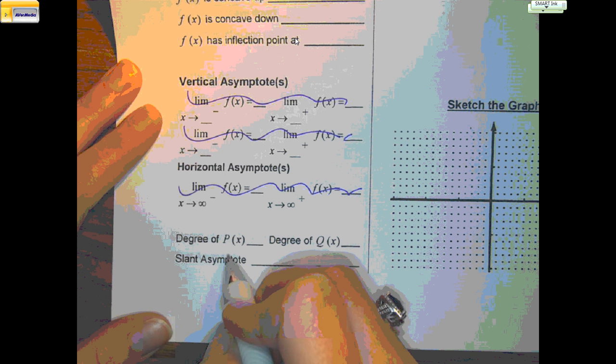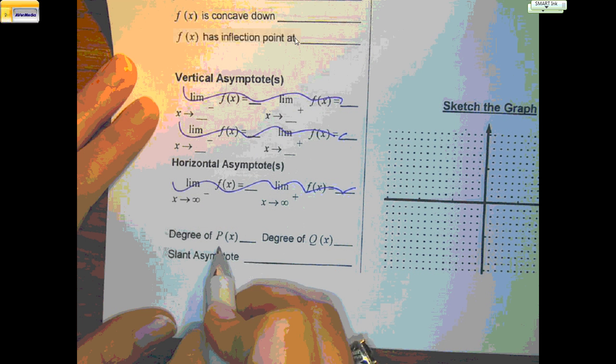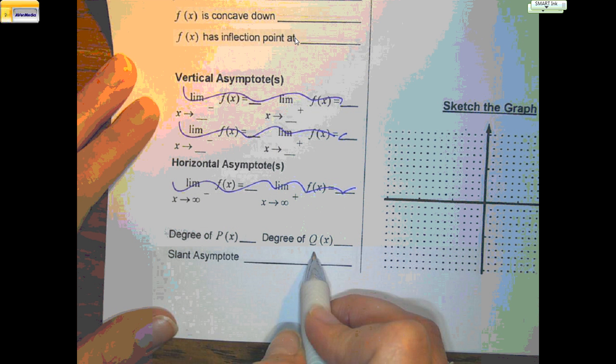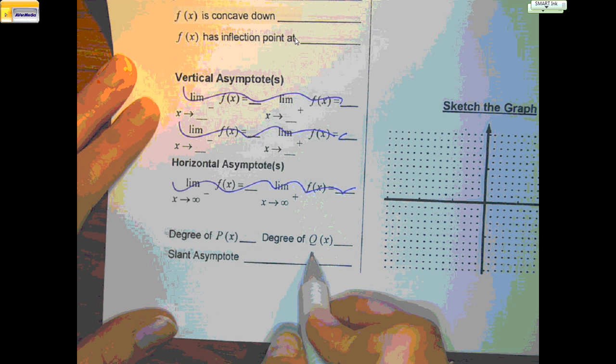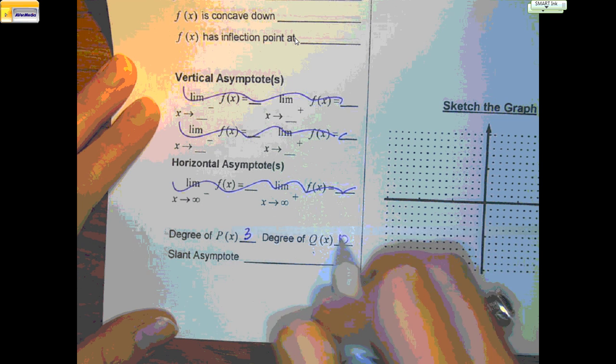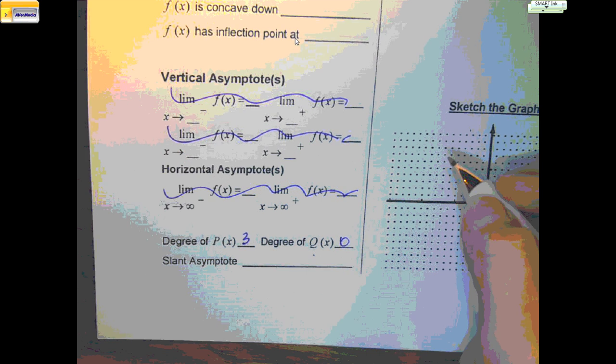Some of you had asked me about this last week, and I think we mentioned it, but only once, maybe twice. P of x is referring to the top function. Q of x is referring to the bottom function. And in this case, we don't have a top function and a bottom function. If we did, the top function would have a degree of 3, and the bottom would have a degree of 4, or of 0, meaning that the bottom was just a 1. So that's kind of where that comes into play.